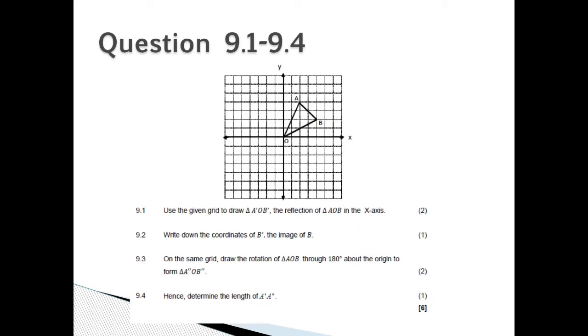Question 9.1. Use the given grid to draw triangle A'OB', the reflection of triangle AOB in the x-axis. 9.2. Write down the coordinates of B', the image of B. 9.3. On the same grid, draw the rotation of triangle AOB through 180 degrees about the origin to form triangle A'OB'. 9.4. Hence determine the length of A'.